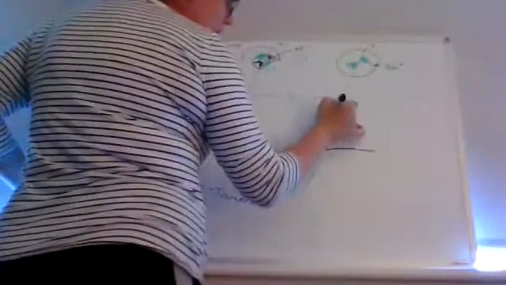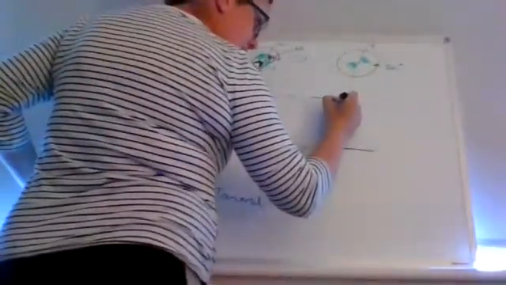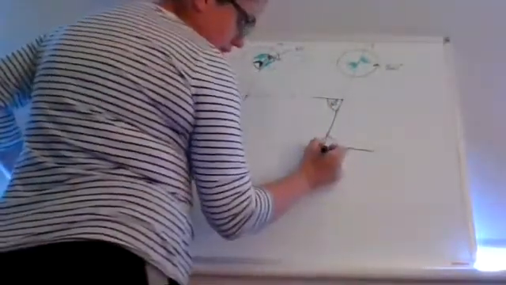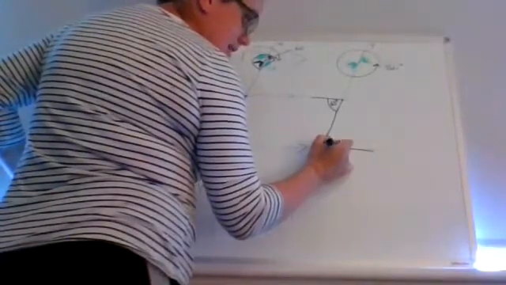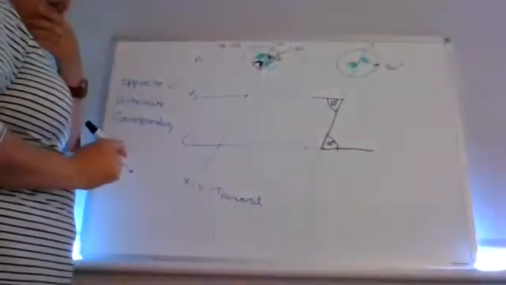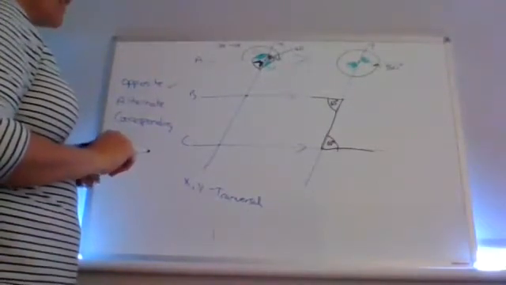So if I know that this angle here is 65, I know that this angle here must be the same, and that is 65. Why? Because they are alternate angles. That is, angles that are formed when I've got parallel lines cut by a transversal and I get the shape of a Z. The thing about the Z is it doesn't have to be just a forward facing Z.